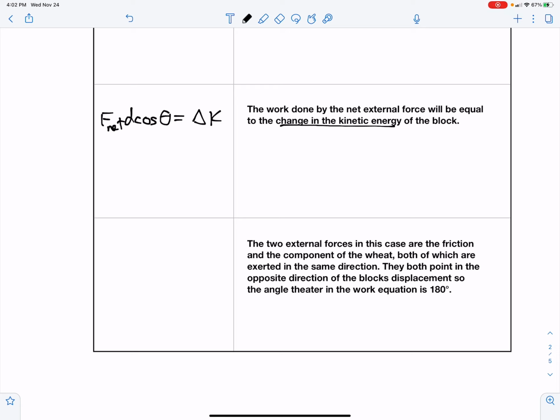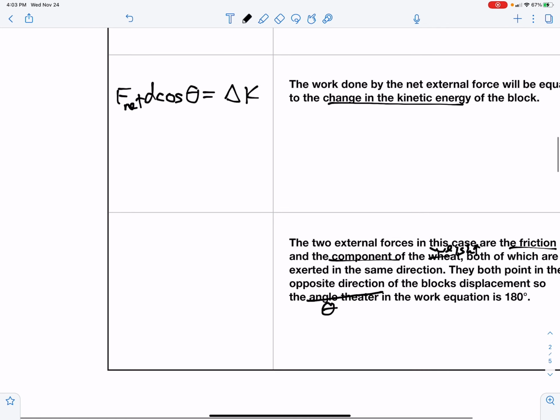The two external forces in this case are friction and the component of the weight, little typo there, which are both exerted in the same direction. They both point in the opposite direction of the block's displacement, so the angle theta in the work equation is 180 degrees. Okay, so how does this play out?